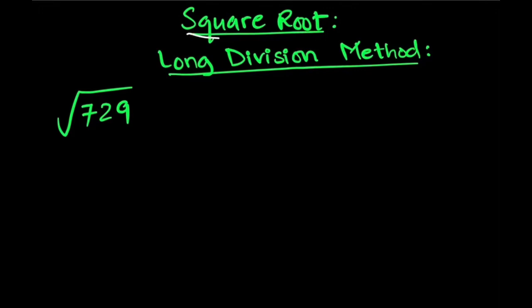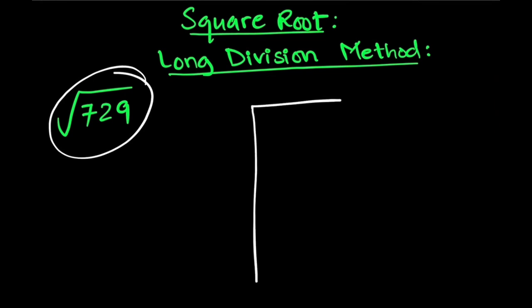Hello everyone, let's see how to find the square root of a number using the long division method. So let's find the square root of 729. First, let's draw a long division table and place 729 in the dividend spot. Now group this 729 into pairs.